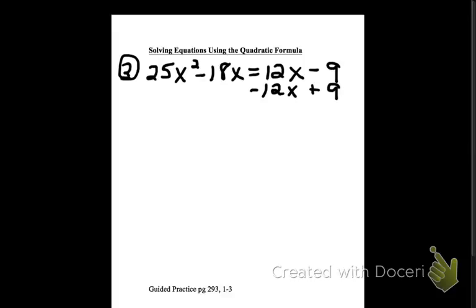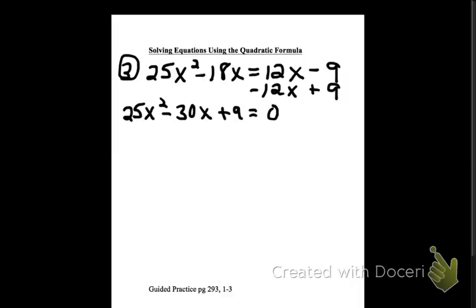If I were to move everything to the right side, that would give me a negative leading coefficient of negative 25x squared, which would make things a little bit trickier. So we now have 25x squared minus 30x plus 9 equals 0.